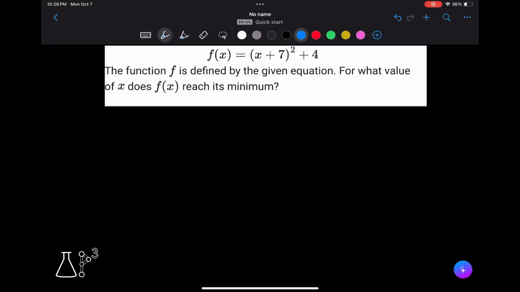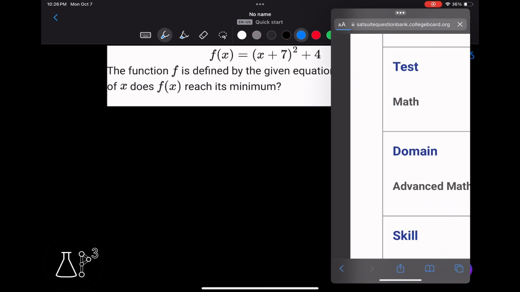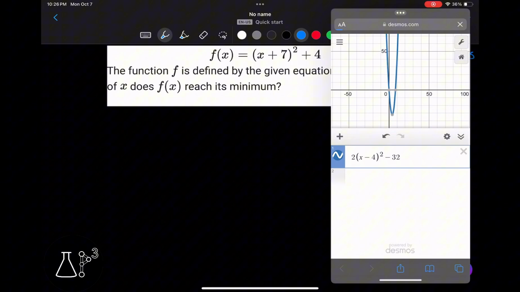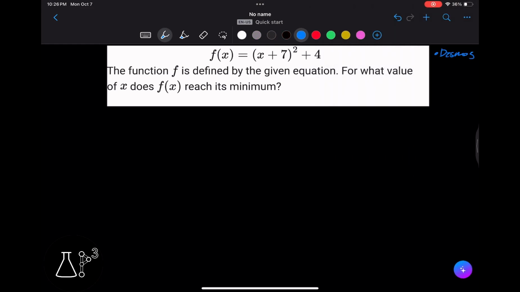Okay, this will be the last question that we'll be going over today, and this is a Desmos question. So let me get my Desmos. Let me get Desmos and just refresh. I'll plug in the equation after, once we figure out what we're asking for and how to solve it.